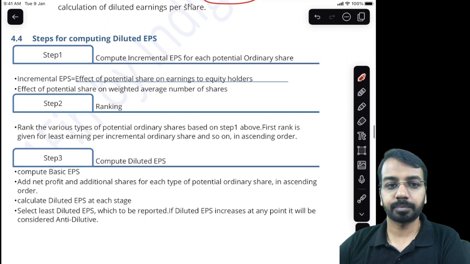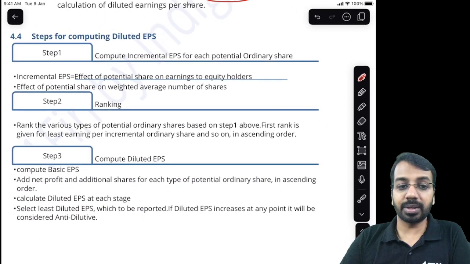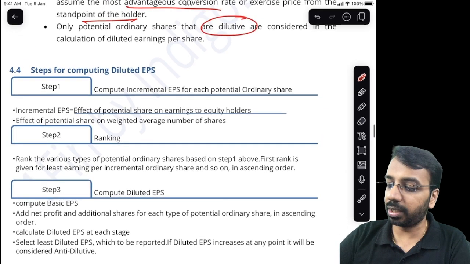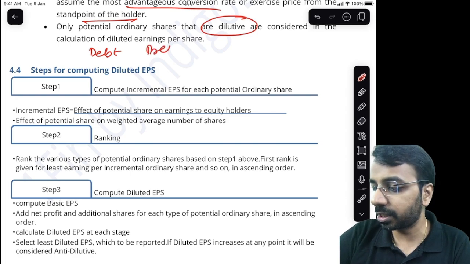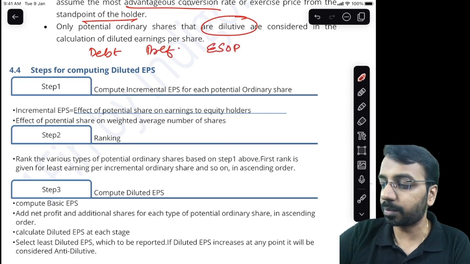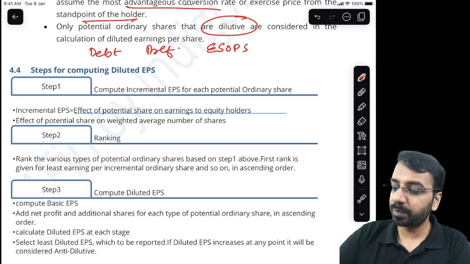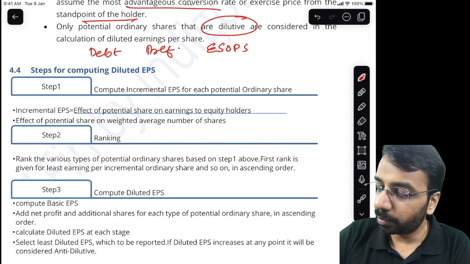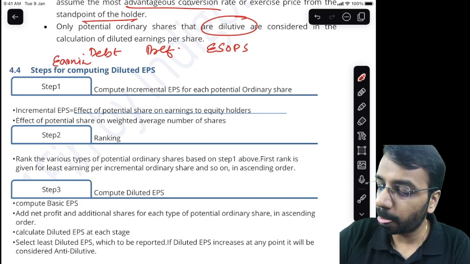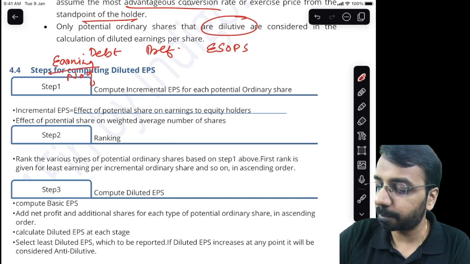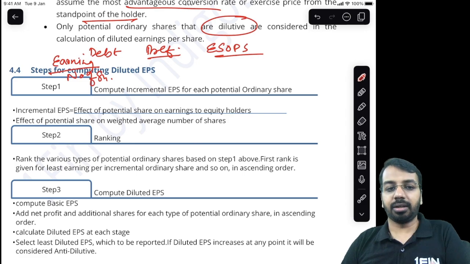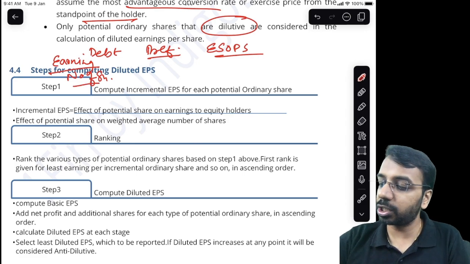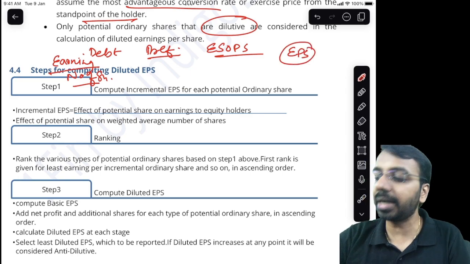Now, sometimes there could be more than one potential ordinary share. Let us say you have debentures, then you have preference shares which are convertible, then you have ESOPs and all of that. Now, what you have to do is, you have to calculate, because of debt, what is the earnings saving divided by what is the number of shares. Like this, for each category you calculate the potential earnings or savings divided by number of shares, and you will get EPS.